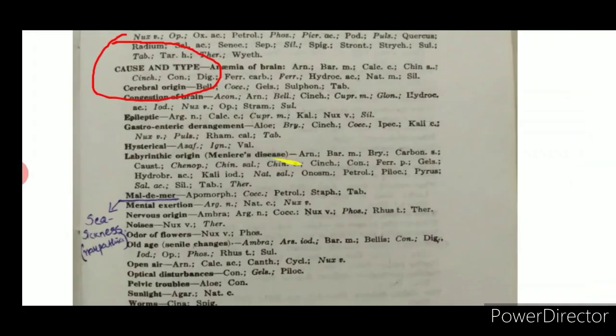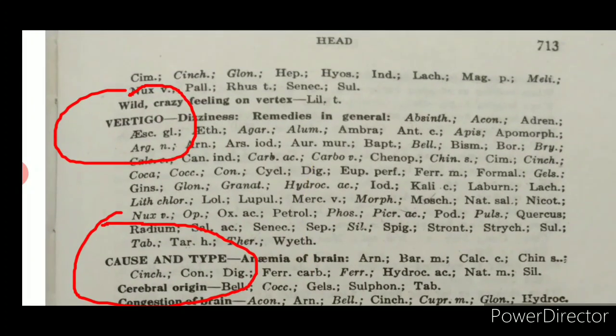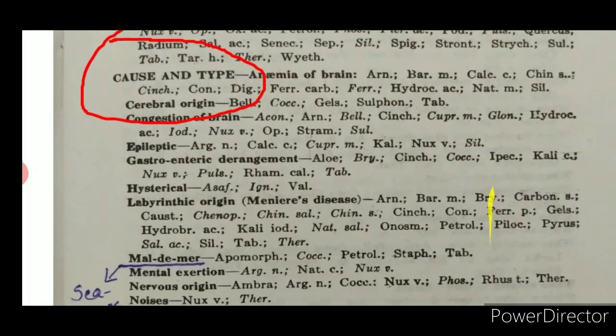The vertigo rubric is included in chapter head. So in the head chapter, you are supposed to find the rubrics related to vertigo. Here you have vertigo, dizziness, remedies in general, then cause and type.